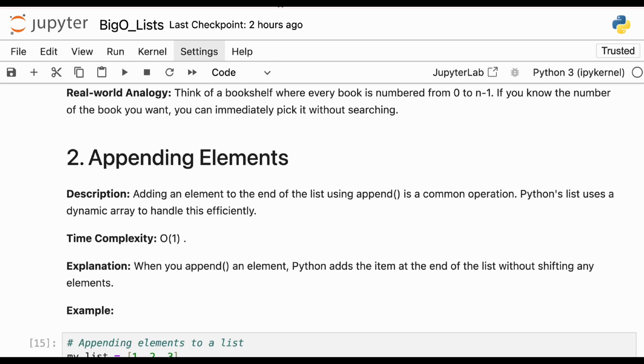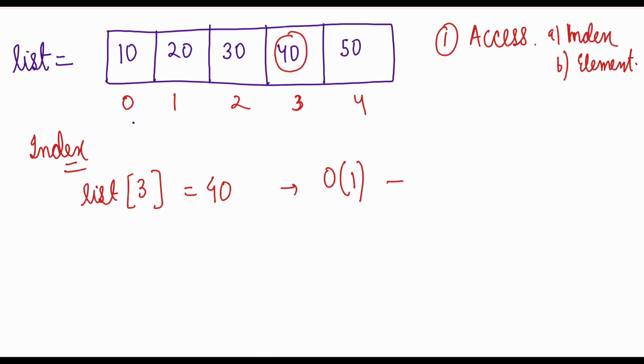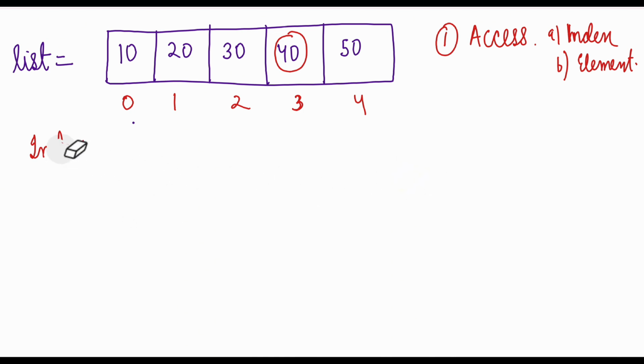Now comes the second scenario: what if you want to access this element by name? We have discussed this part earlier. For example, if we have to access any element by name, or let's say I want to know the index of that particular element, how do we do that? We do a for loop. So it is generally of O(n) time complexity.